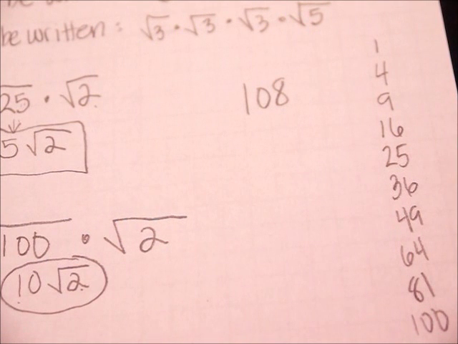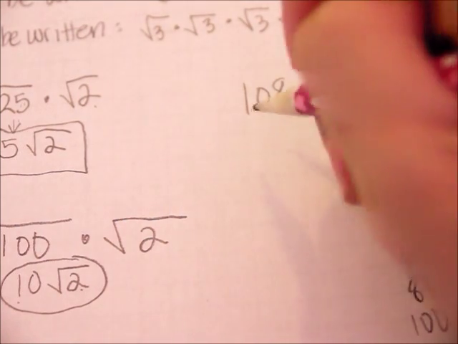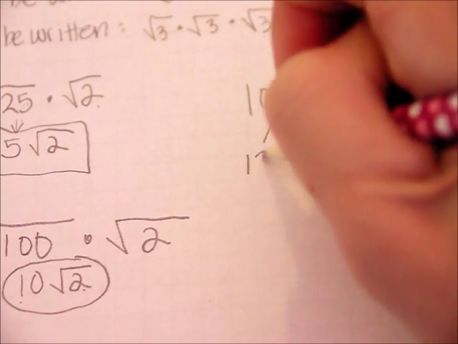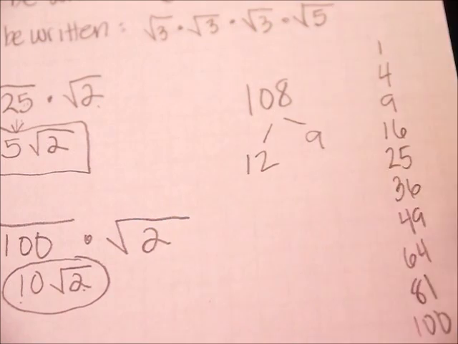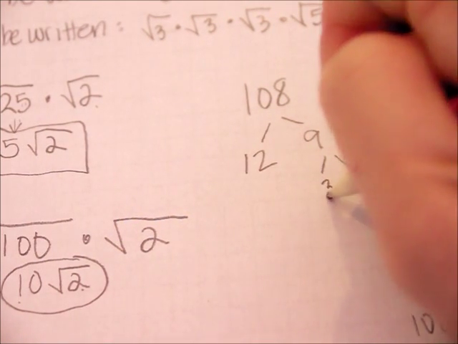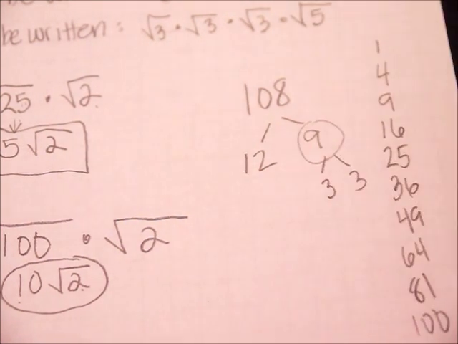Now what do I know about 108? I do know that's 12 times 9. So if I did 12 times 9, I see that's 3 times 3. So that is a perfect square that goes into 108. But can I think of a bigger one?